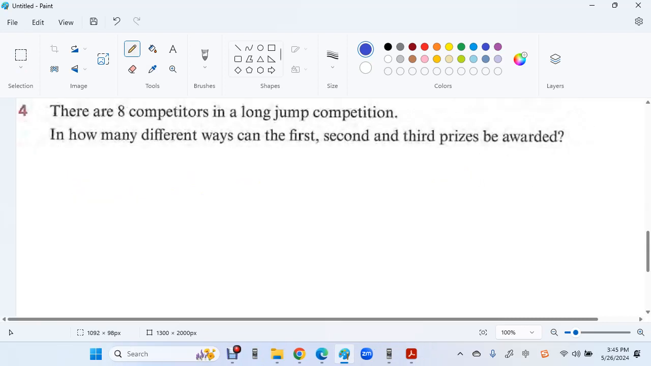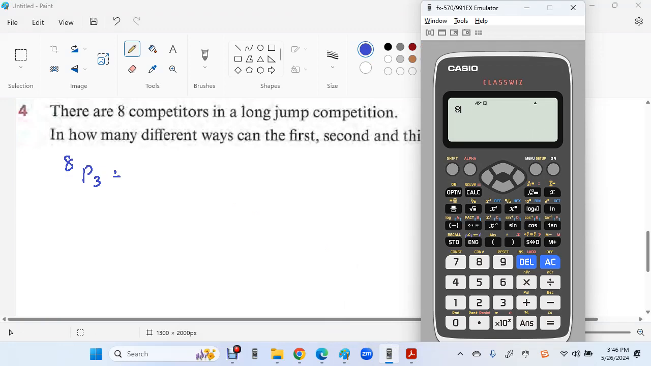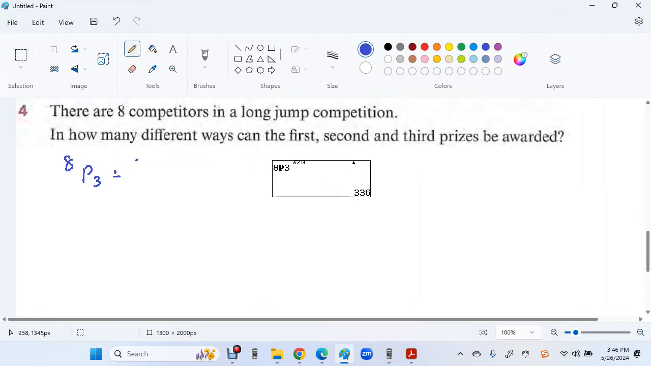Number 4. There are 8 competitors in a long jump competition. In how many different ways can the first, second, and third prizes be awarded? So 8P3. This will be 336. Or we can have 8 times 7 times 6, then it is 336.